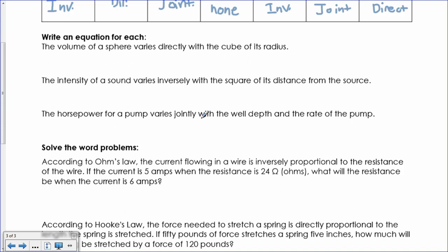So when we're creating the skeleton equations, we want them to look like direct variation, inverse variation, or joint variation, but we're not going to be using x's and y's or anything like that. We're going to be using variables that make more sense for the context.